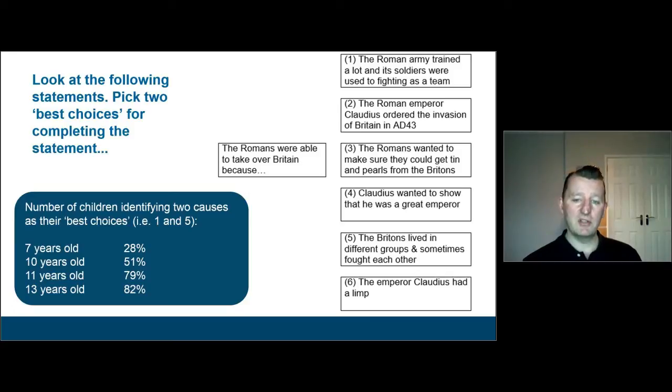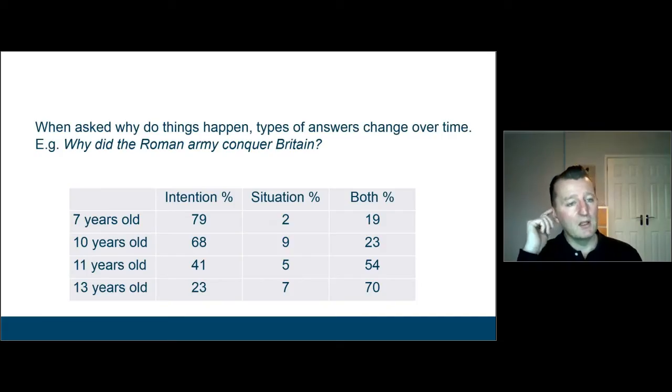By the first year of secondary school, 80% are getting it right, and two years later, only marginally more are getting it right. So there seems to be a kind of crossover point as they get to secondary school where children are developing this slightly better sense of what constitutes a causal relationship. So when asked why do things happen, the types of answers changed over time as well.